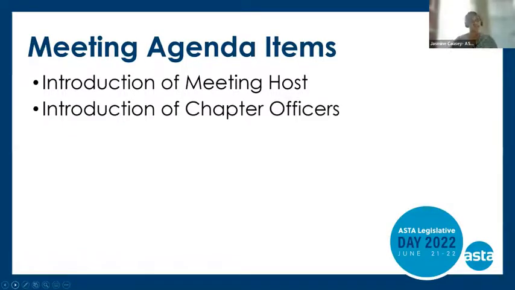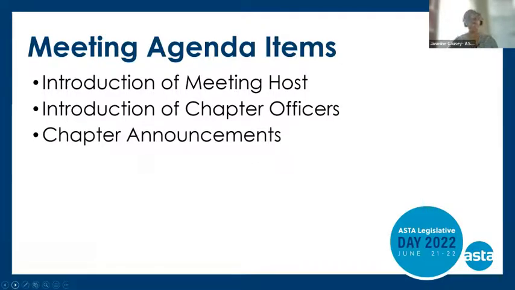Next, you want to introduce any other chapter officers that are present at the meeting. This is important because it does take several officers to successfully run ASTA chapters, and you want to acknowledge everyone in the room. Also, if other people are looking to get involved in your chapter, it's good to show them which volunteers they should talk to about getting involved. So after you've introduced the meeting host, you want to introduce any other chapter officers, committee heads, and so on, that are present in the meeting.